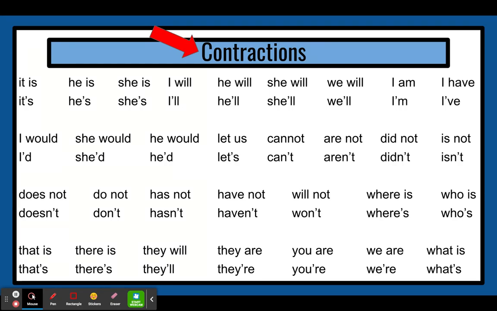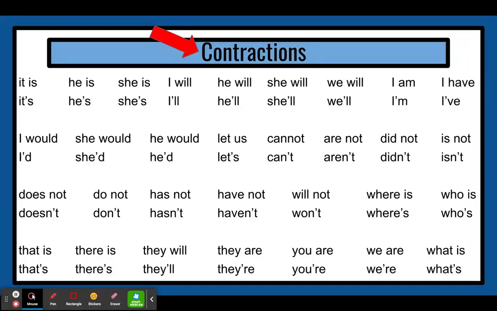We are studying contractions this week. Contractions are two words. We put them together and they form one word. I know last week we had compound words where we put them together to form a new word with a different meaning. But now contractions are when we put two words together just because we're saying it fast. Some letters get dropped and it becomes one word. And you'll see what I mean in just a moment.